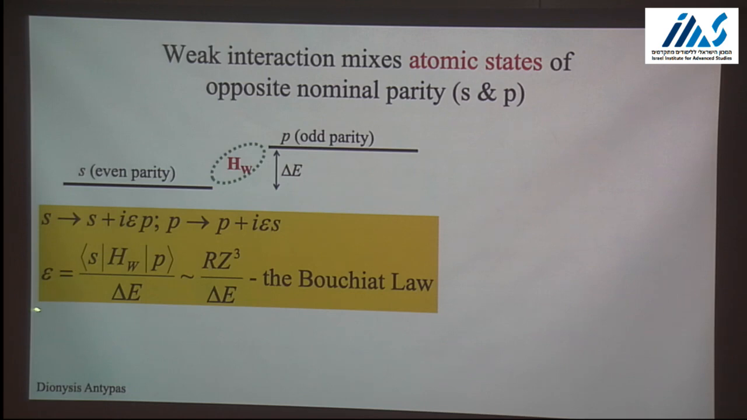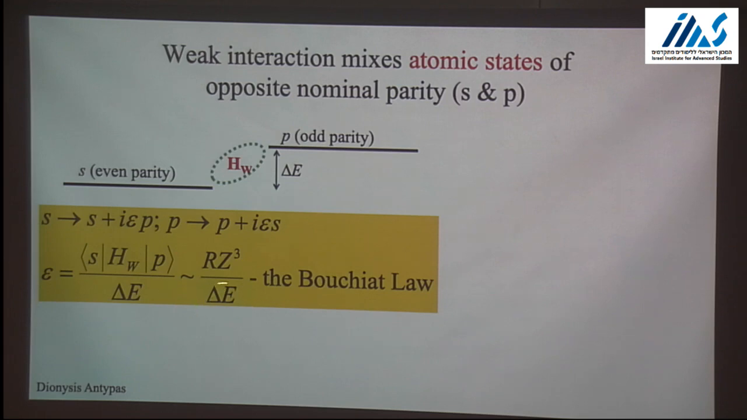Anyway, so the mixing coefficient is calculated by normal perturbation theory. This is the matrix element of the weak interaction divided by the energy denominator, and it turns out that the matrix element goes as Z cubed. And in fact, there is also a prefactor here. This is called the relativistic factor, and in heavy atoms it could be more than an order of magnitude. So I think it's a factor of 20 or even larger for francium atoms, and it's about a factor of 10, if I remember correctly, for thallium, for example.